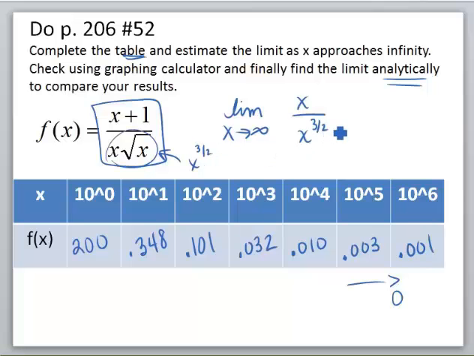So when I simplify this, I end up getting the limit as x approaches infinity of 1 over x to the 1/2. So when I plug in infinity, I get 1 divided by a really, really, really big number, which means it's going to 0. All this is meant to do is show you either way, if you do this numerically, if you do it graphically, or if you do it analytically, you still end up with the same answer of 0.